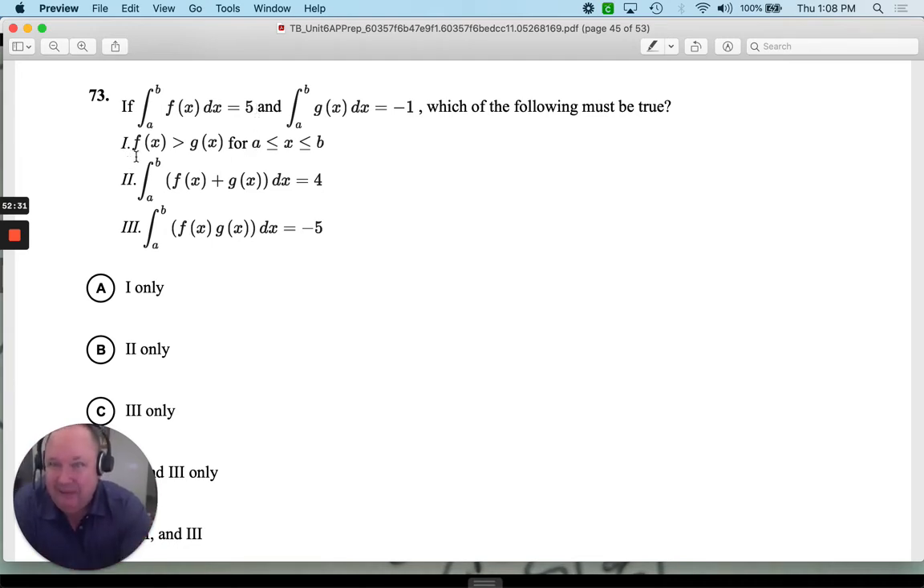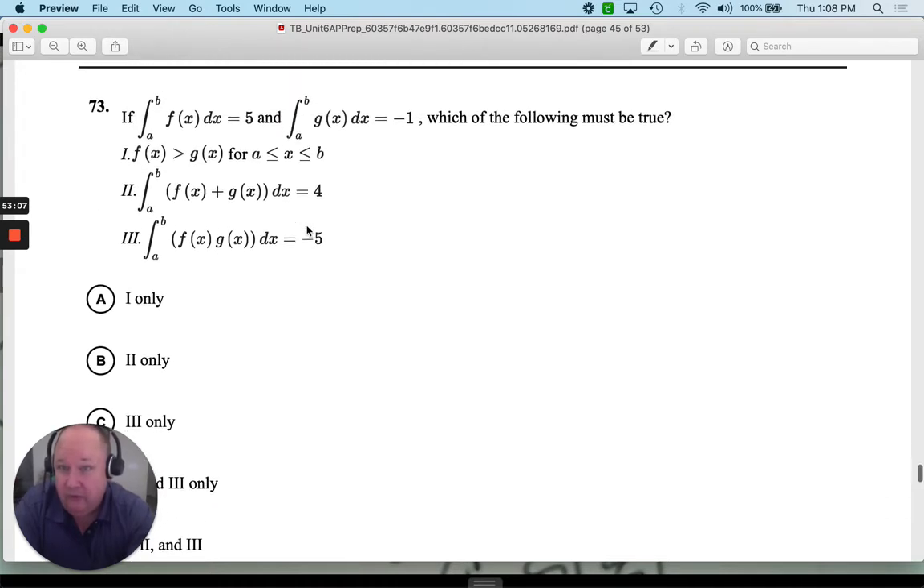But does that mean the function is always greater than the other one from a to b? The answer to that is no, it is not always greater. It could be, but g could be greater than f for parts. It just means that when you look at the whole thing, one's 5 and one's -1. So that one does not have to be true. But this one does. If you add or subtract them, you do get the answer 4. Multiplying has no property, neither does dividing. So for integration, when you add them, you do get the answer 4. So the only one that's true is 2.